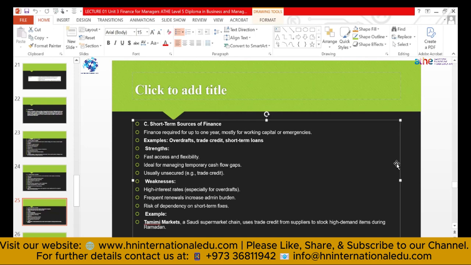Usually unsecured, for example trade credit, because maybe the supplier is not willing to give you more supply if you're not paying them on time. However, high interest rates, especially for overdrafts. Why do we have high interest rates for overdrafts? Because an overdraft itself is not a normal thing. We're taking huge loans from the banks. Frequent renewals increase admin burden. Why? Because you cannot change the policy so soon, after 2 months or 2 weeks. Stick to it for like 6 to 8 months maximum.